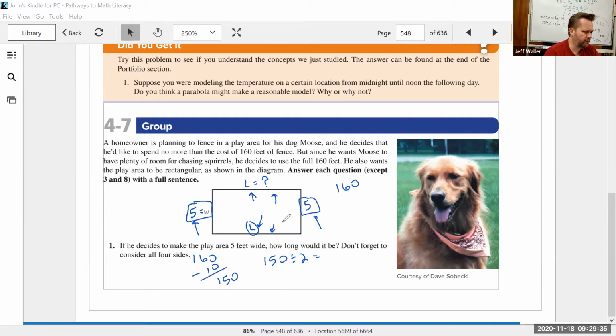Is that effectively what other people are doing also? There are a couple of different ways you could do this, but this is the primary way. All right, so you get that that's going to be 75. What was this, feet?